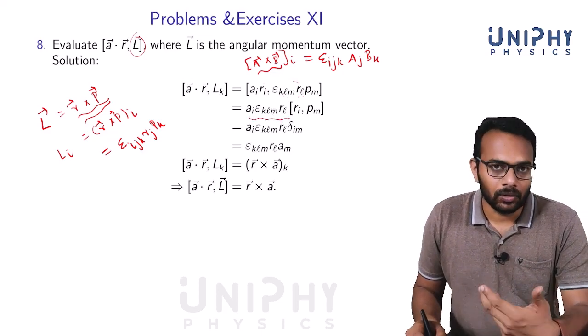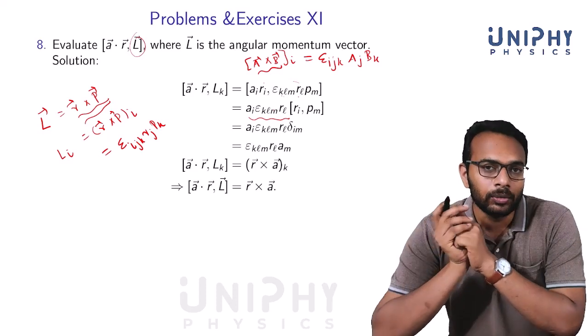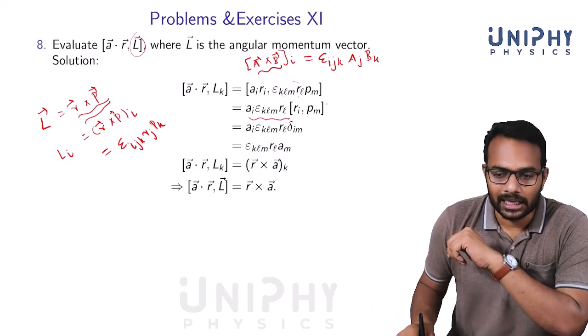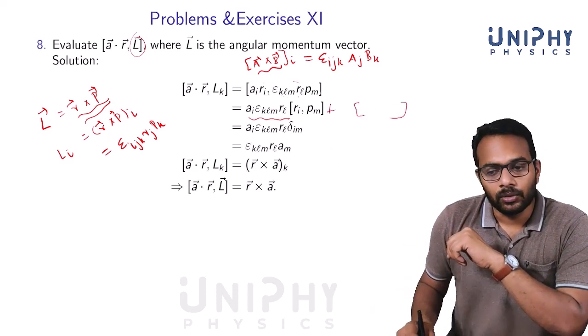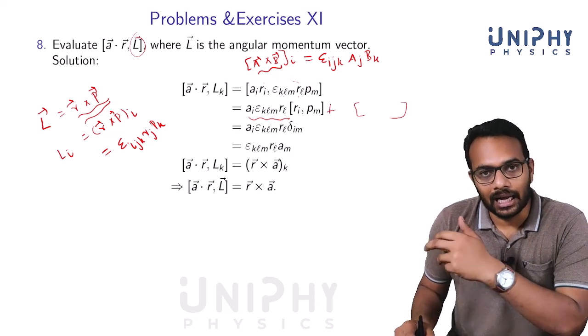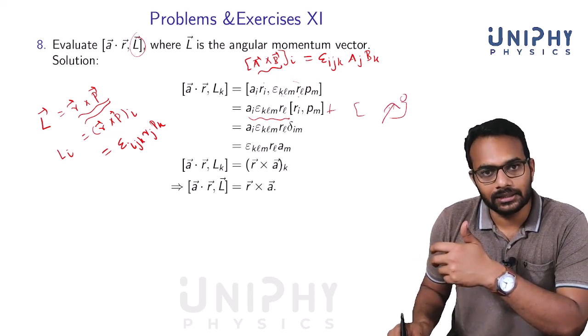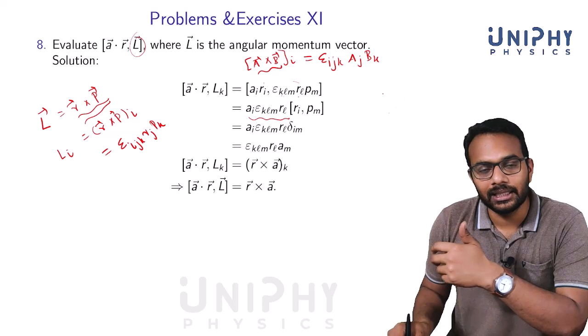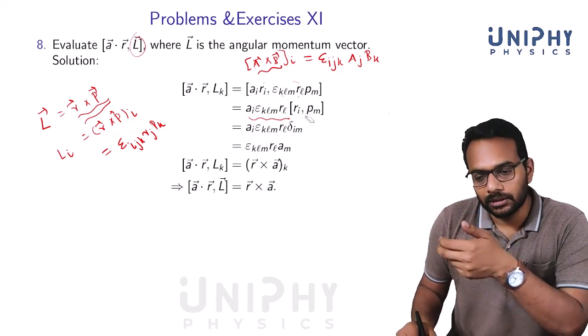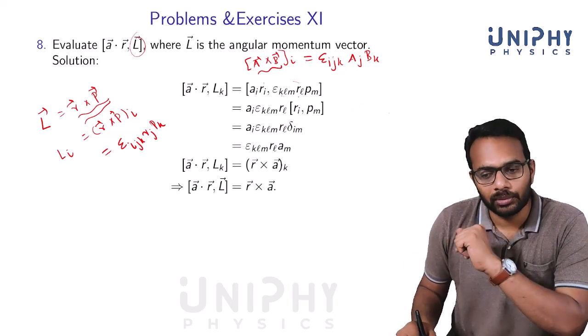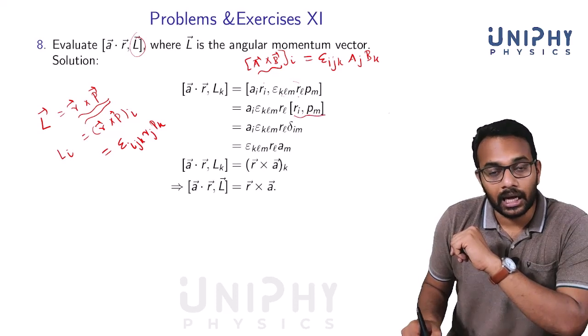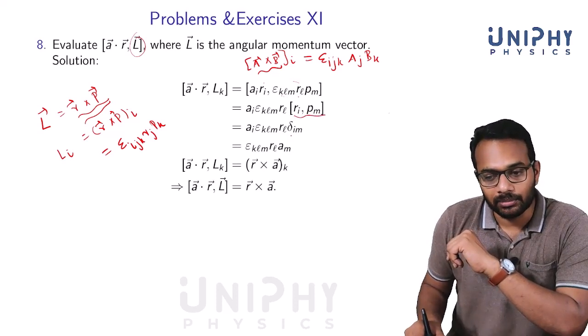Actually, I have taken only the non-zero Poisson bracket. There should be one more term here, which involves ri with rL, but that is already 0. I'm not writing any 0. I'm taking only the non-zero Poisson brackets. And what's ri with pm? Ri with pm is delta im.